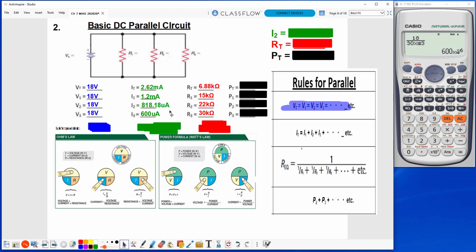So if you want to check your work, you can make sure that 600 microamps, 818.18 microamps and 1.2 milliamps, add those all together and they should come up to the 2.62 milliamps. Now it might be off by a very small amount of rounding, but that's okay as long as you're close.